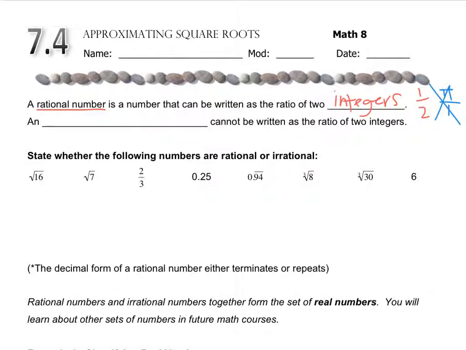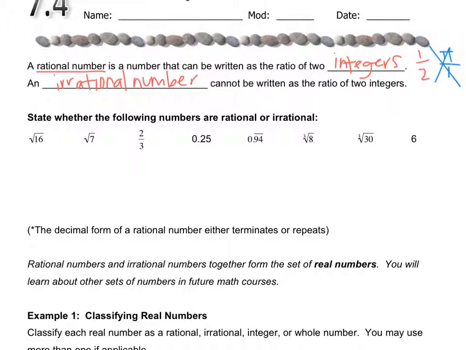The reverse of rational is irrational, so an irrational number cannot be written as a ratio of two integers. So let's look at what some examples are. If something is rational, it can be written like a fraction with integers in it. It doesn't have to be a fraction, but it could potentially be written like a fraction.